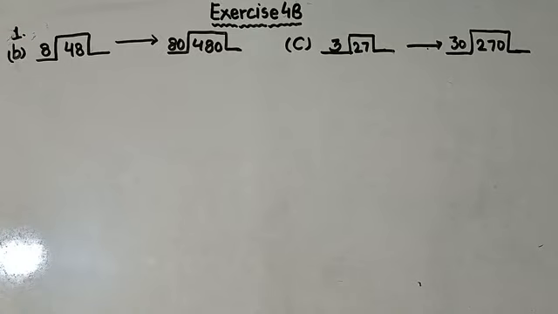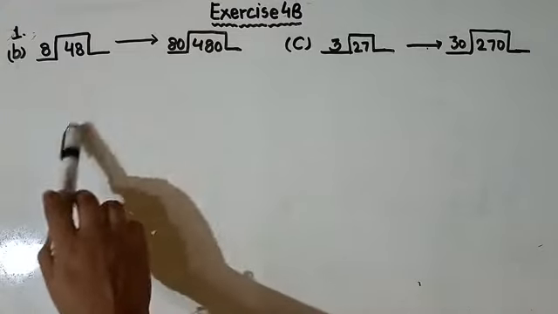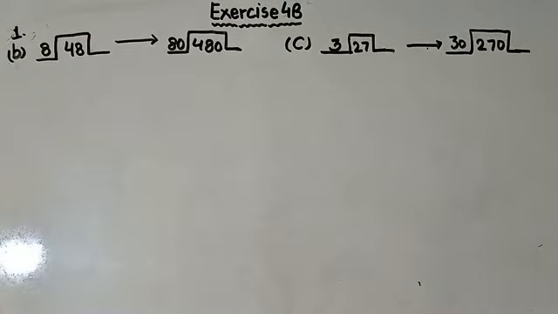So, dear students, today we are going to practice exercise 4B. Okay, so the first question is: use the first question to help you find the second question. You can see here there are two divisions, and we have to first divide the first one and then find the second one's quotient. Okay, see how to do this.